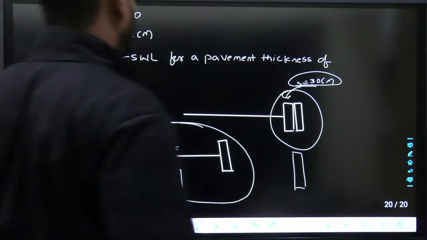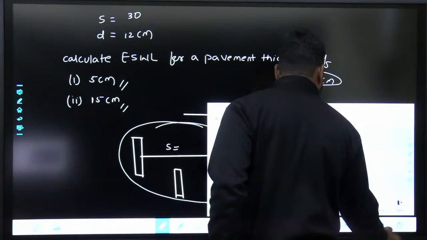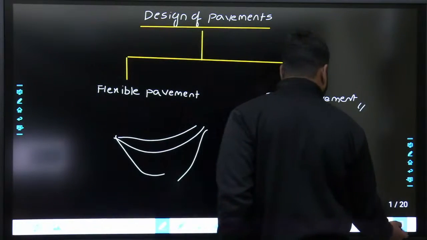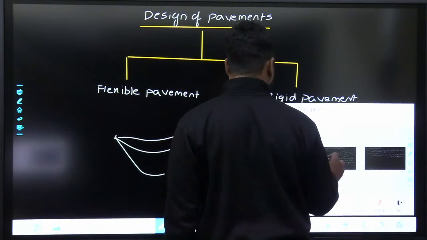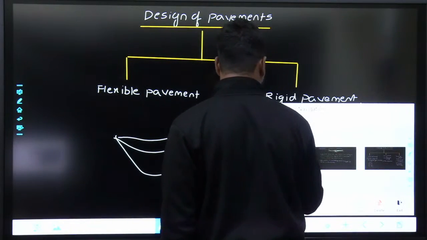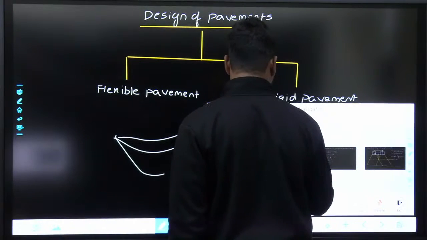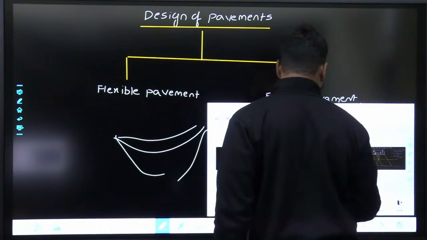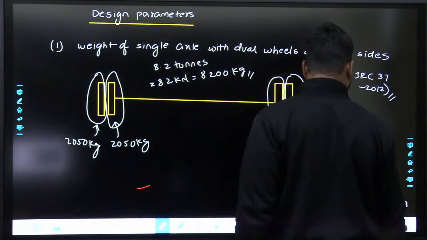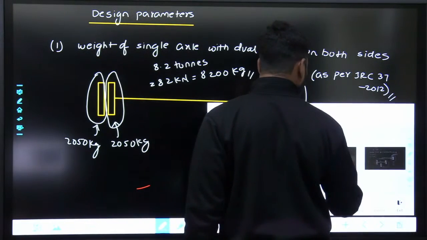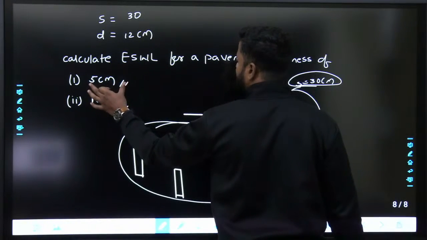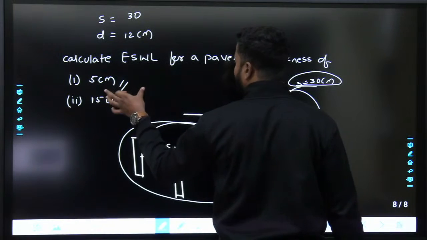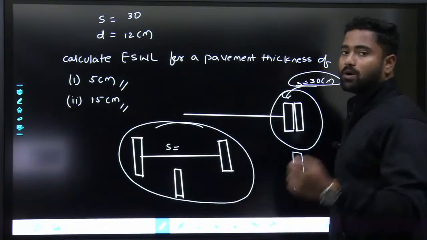What is the role of pavement thickness? Great. So that means you didn't understand anything. That means at that depth, what is the stress that he is asking indirectly? Indirectly, if Z equals 5 centimeters, what is ESWL? If Z equals 15 centimeters, what is ESWL? That is the meaning of it.